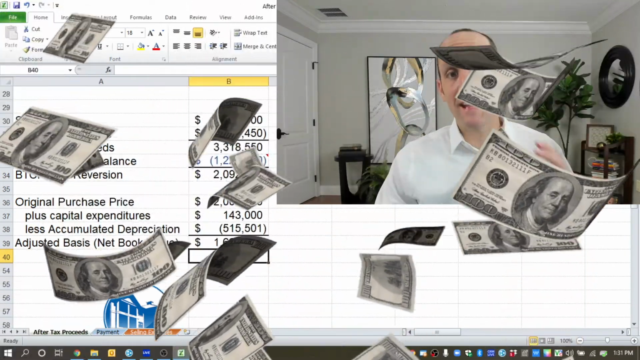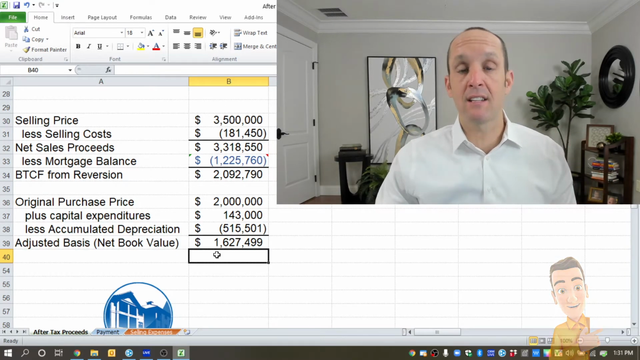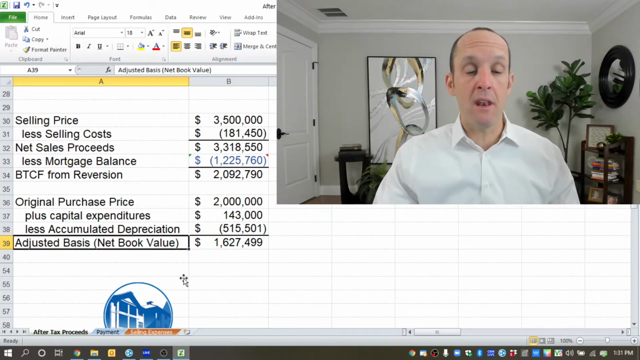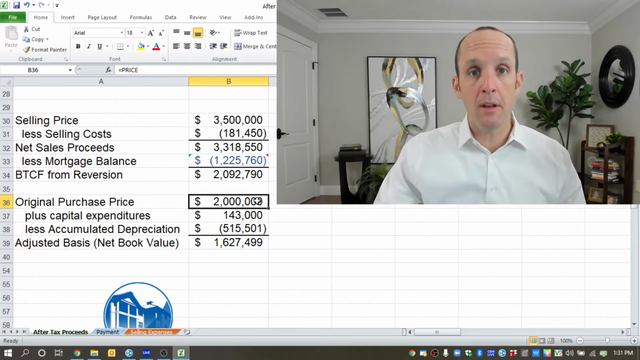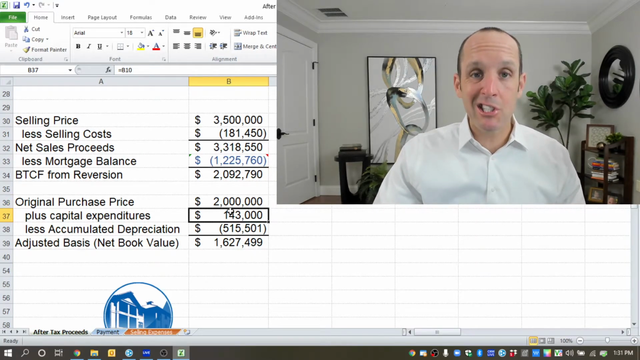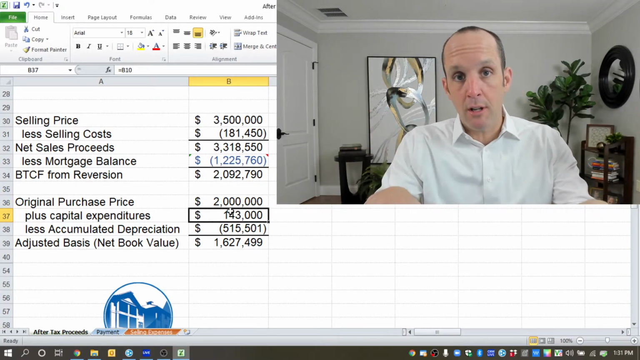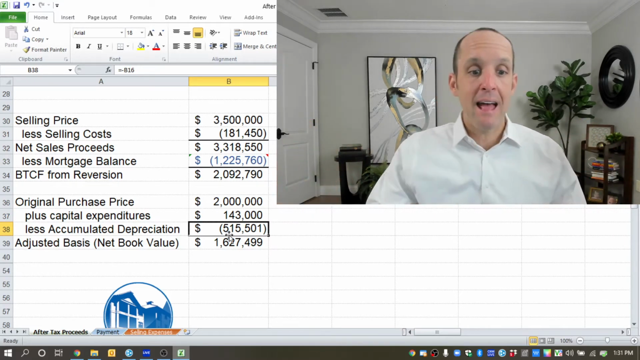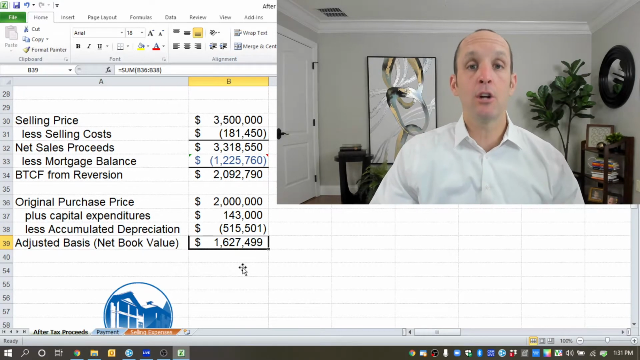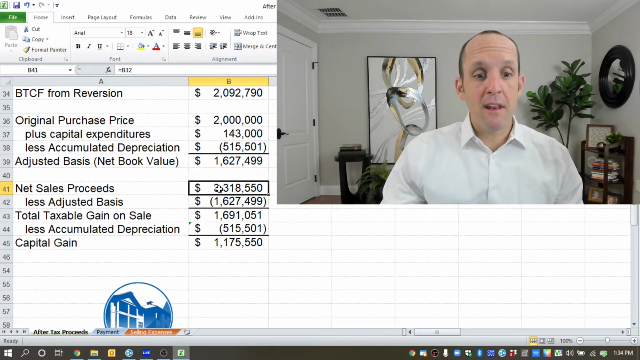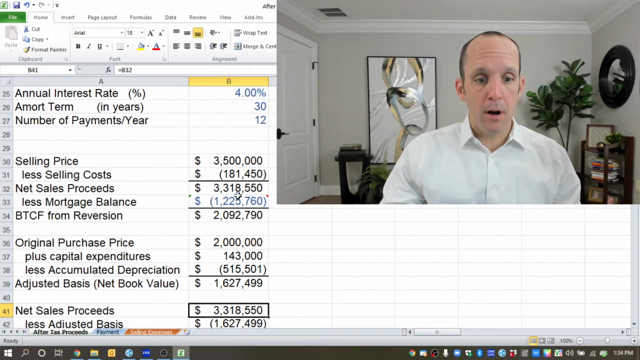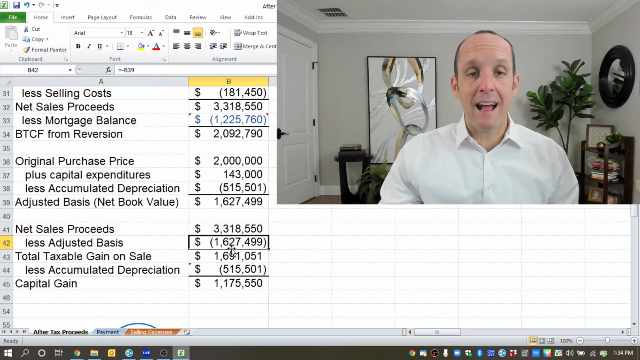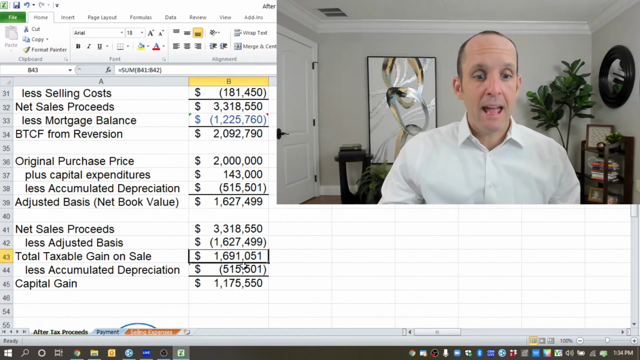Now it's time to start paying taxes. First, we're going to pay capital gains tax. In order to determine capital gains tax, one of the things we have to figure out is the adjusted basis or net book value. So we're going to take our $2 million original purchase price plus the capital expenditures that we spent during the hold minus our accumulated depreciation over that period, and that gives us our $1.6 million adjusted basis. Next, we're going to take our net sale proceeds, which is from right up above. That's your sale price minus your commission and closing costs.